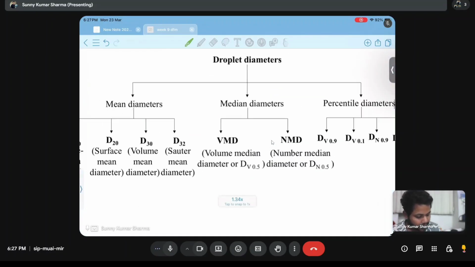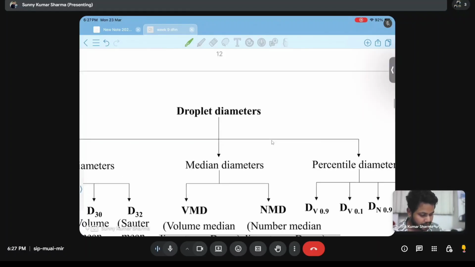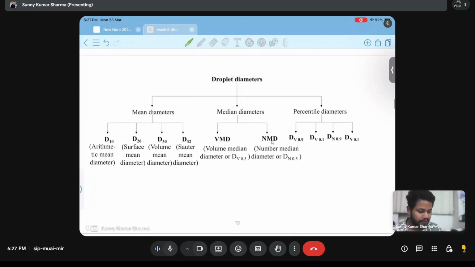What if someone asks you what VMD and NMD are? I told you the procedure for how to calculate VMD and NMD, but what actually is that number? Can you explain?